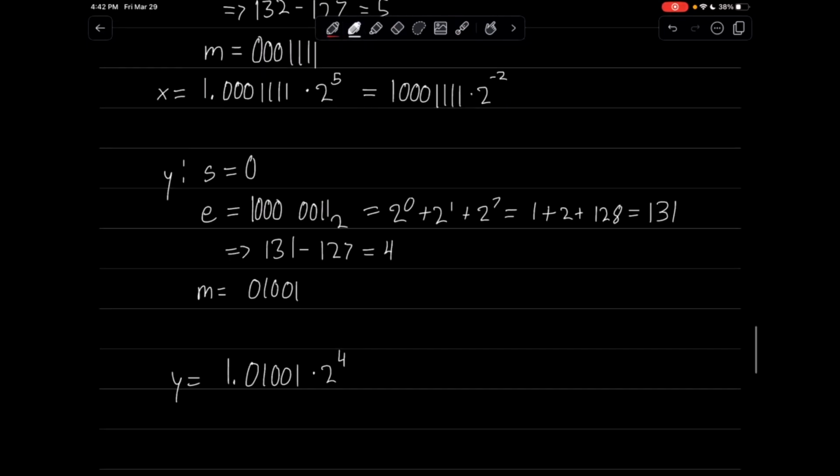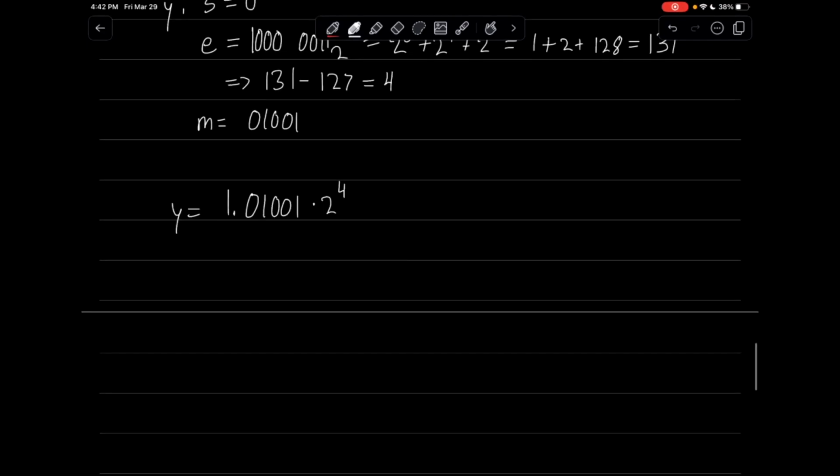Let's do a similar thing with y. What is this really equal to? Let's shift out the binary point. I got 1, 2, 3, 4, 5. So I had to shift to the right 5. So what do I actually have? 1, 0, 1, 0, 0, 1, now multiplied by 2 to the 4 minus 5. So in other words, 2 to the negative 1.